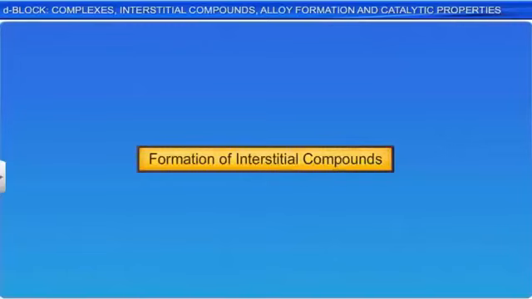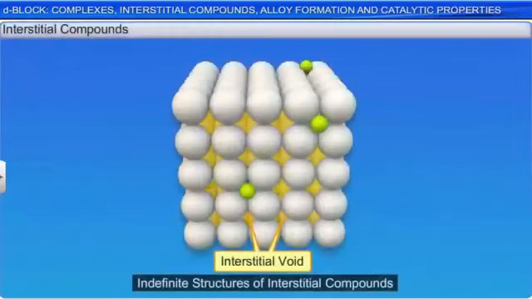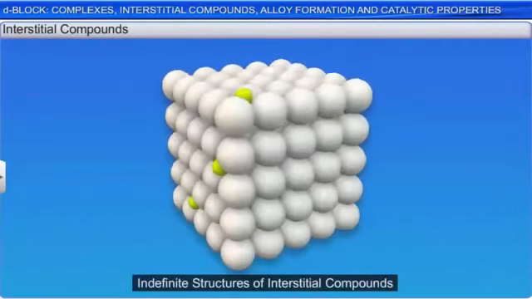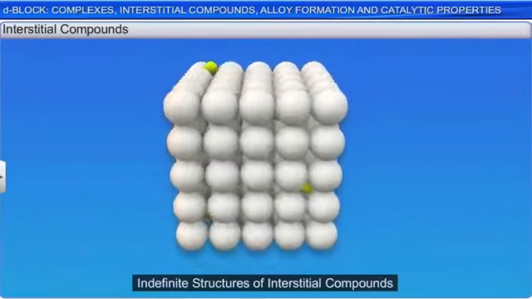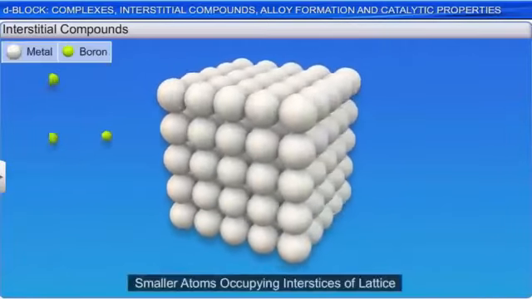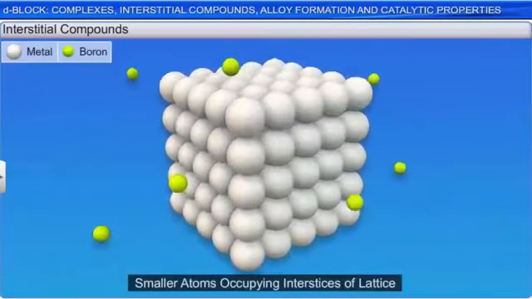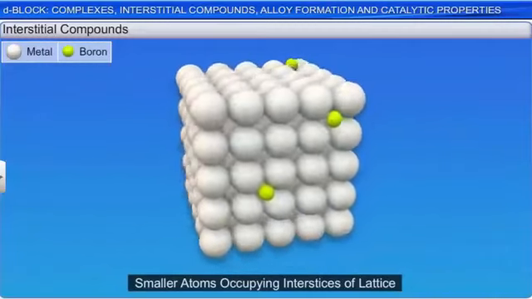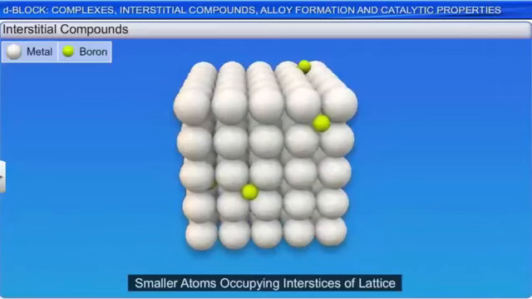Now let's look at the formation of interstitial compounds by these elements. Interstitial compounds are compounds of indefinite structure and composition. They are formed by the incorporation of small atoms like hydrogen, boron, carbon, or nitrogen in the spaces between the metal atoms, that is, the interstices of the lattice.